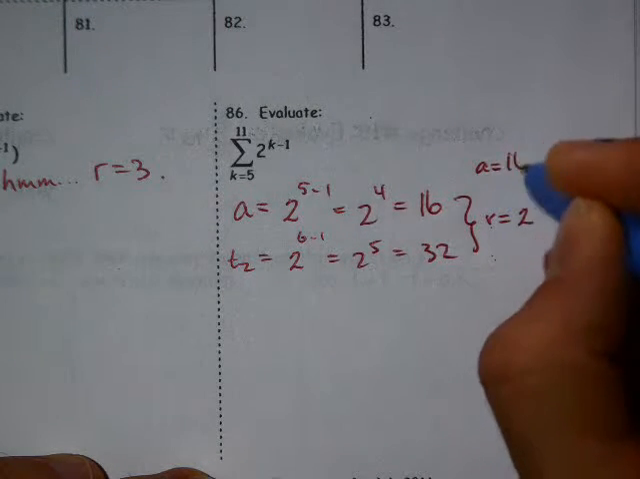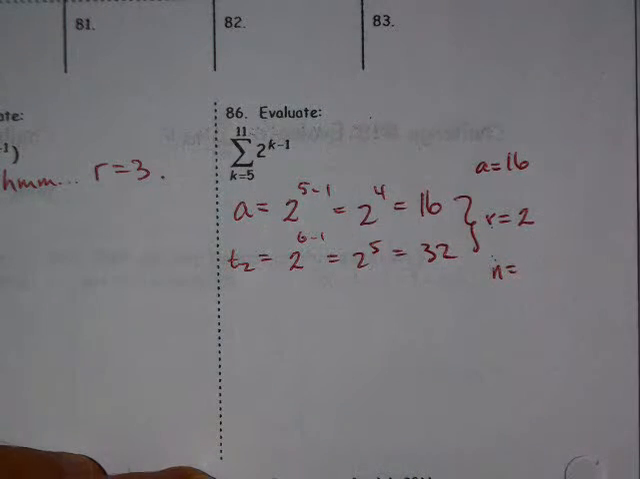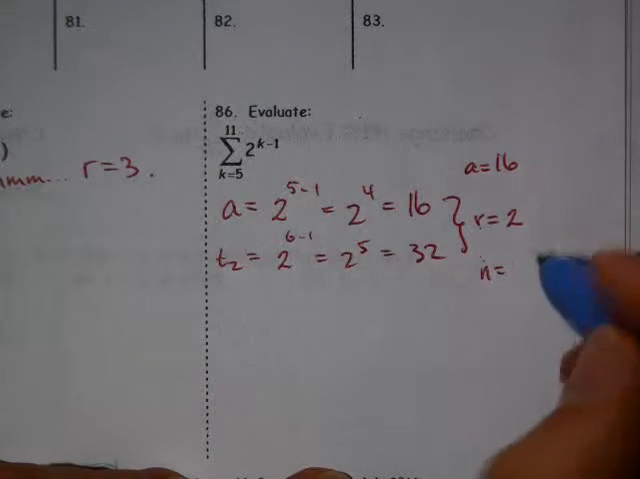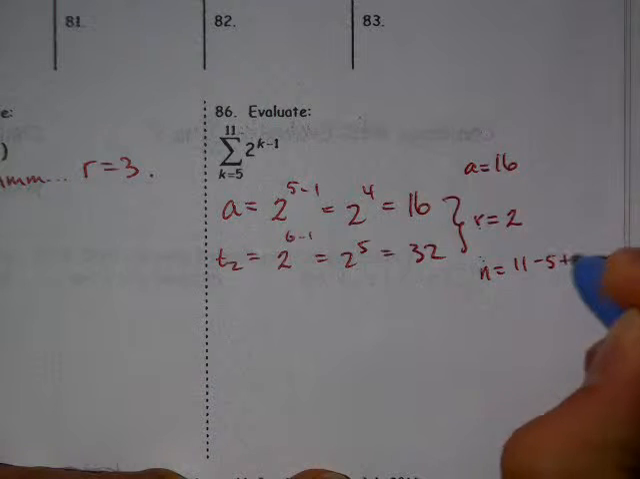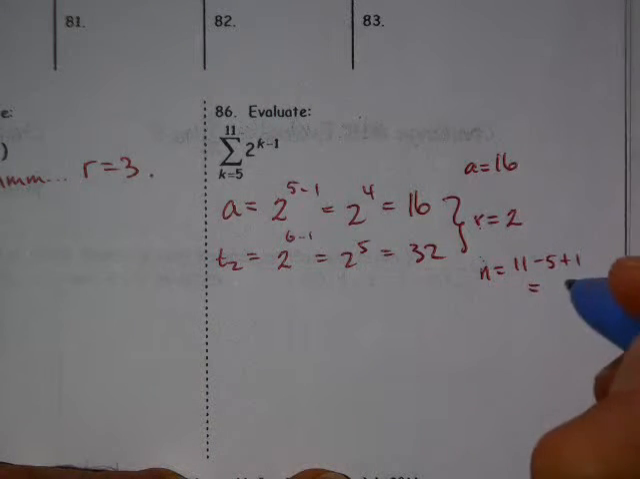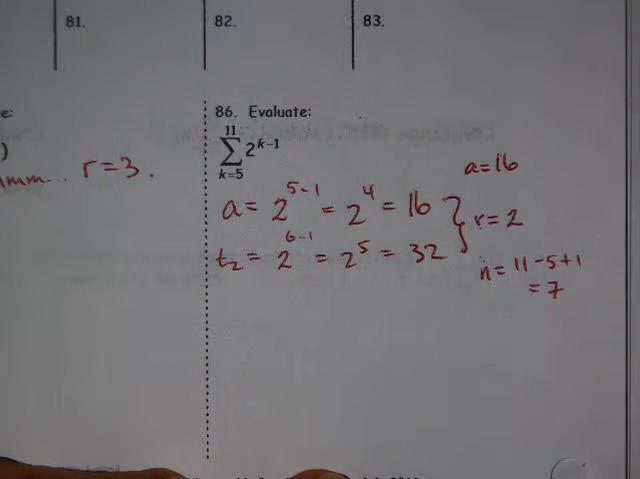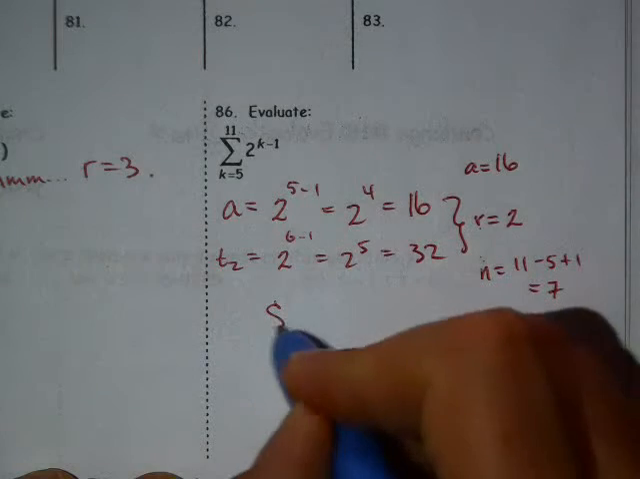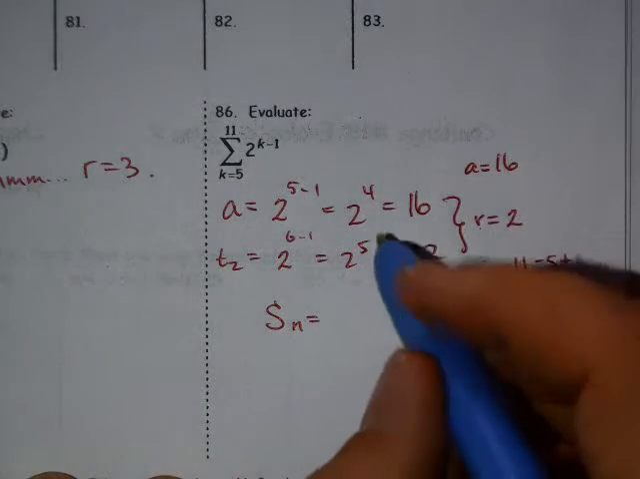A is 16. How about N? What would N be? 11 take away 5 plus 1. Let's call that 7. Okay. You now have enough to go and find out this statement.